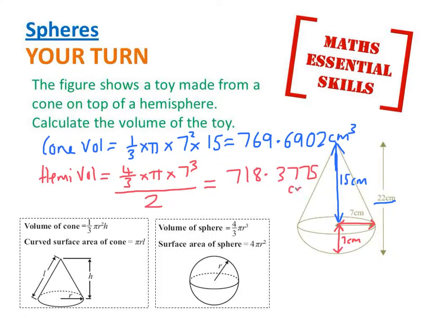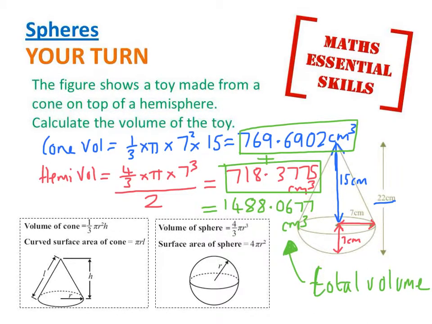718.3775. And then clearly, to work out the total volume of this toy, I need to add together the cone volume with the hemisphere volume to give me my final answer. And therefore my total volume is 1488.0677 centimetres cubed.